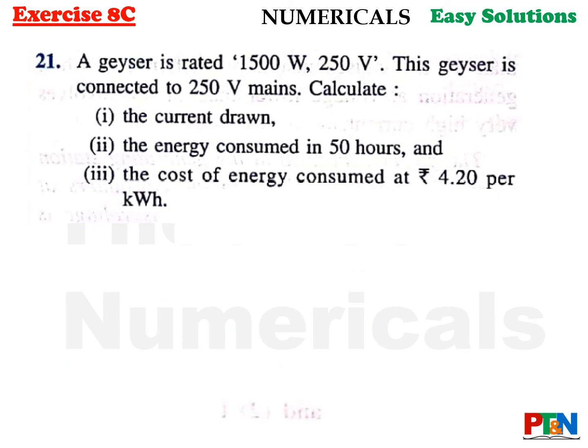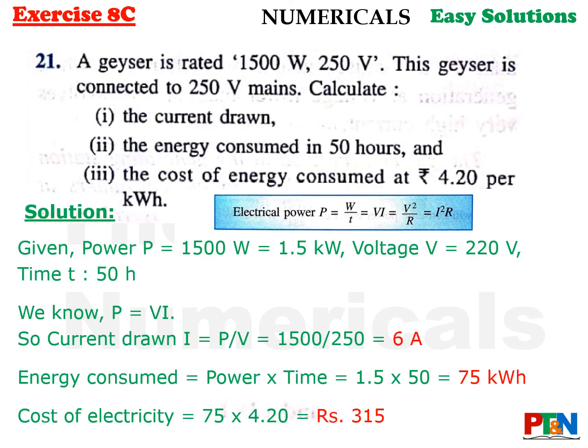Next one, last one for this exercise. A geyser is rated 1500 watt and 250 volt. The geyser is connected to 250 volt mains. Calculate the current drawn. Easiest. The energy consumed in 50 hours. Again, easiest. Cost of electricity. Again, the same thing. Pick up the formula, put the values, get the answer. So easy these numericals are.